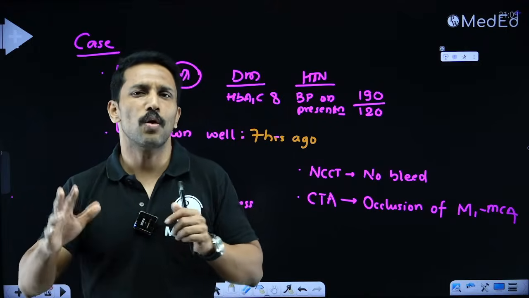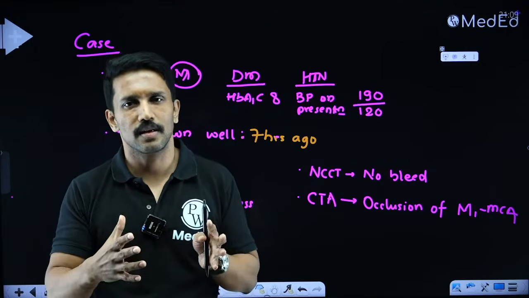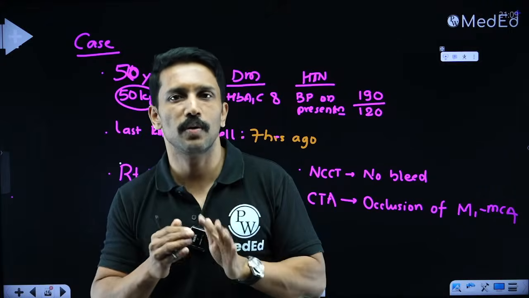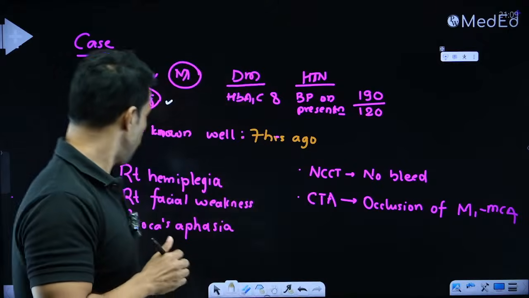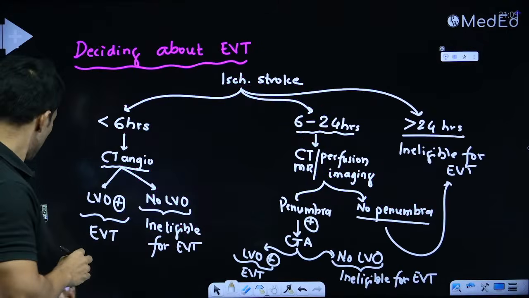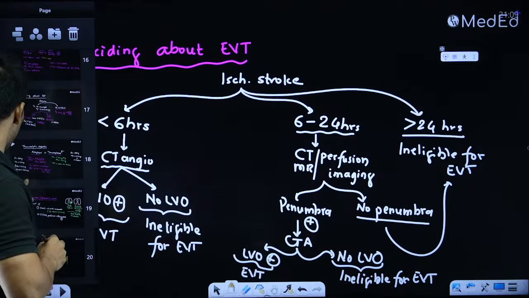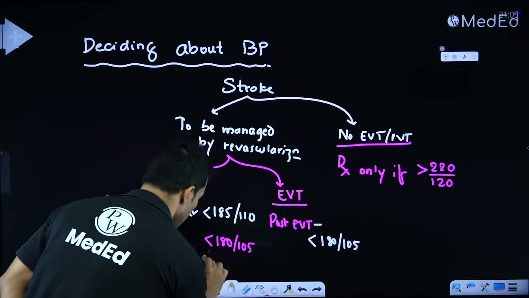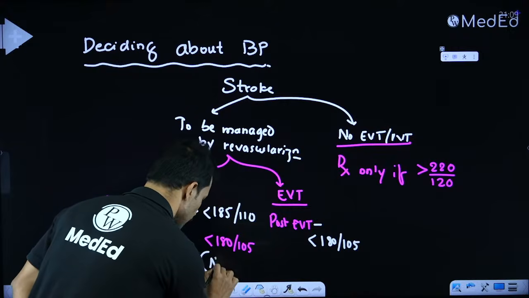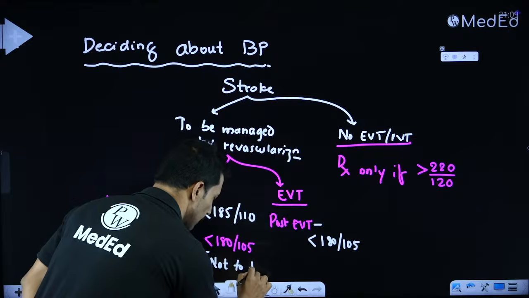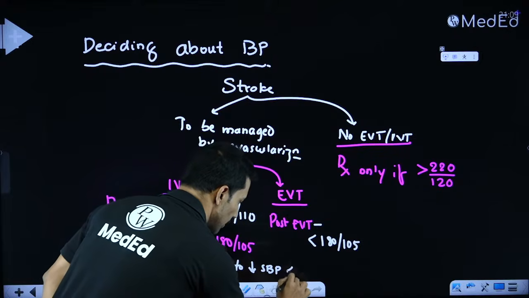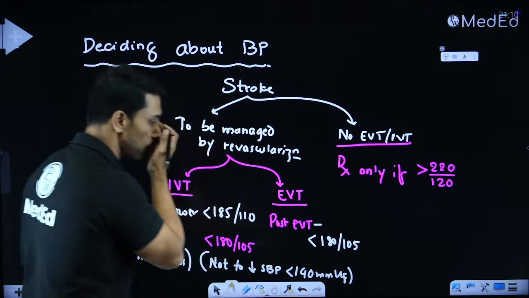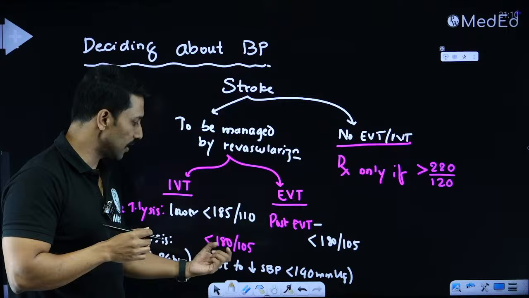Lowering below 140 is not necessary, may bring unnecessary harm. So keep it above 140 up to 180 systolic. Diastolic should be kept less than 105, right? So here I can say the clear target for BP is going to be 185 by 110, but you should make, in both the cases, not to decrease systolic BP less than 140 millimeters of mercury. Means your safe systolic range for first 24 hours is going to be 140 to 180, diastolic anything less than 105.